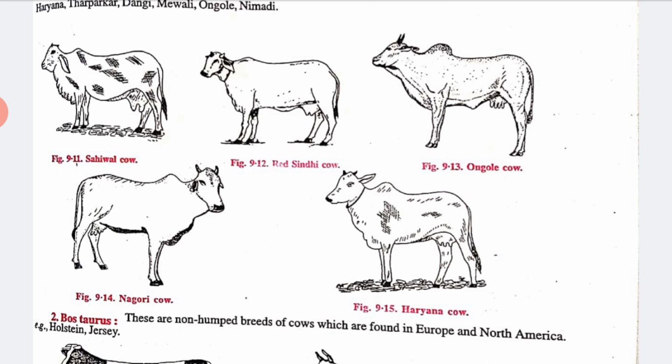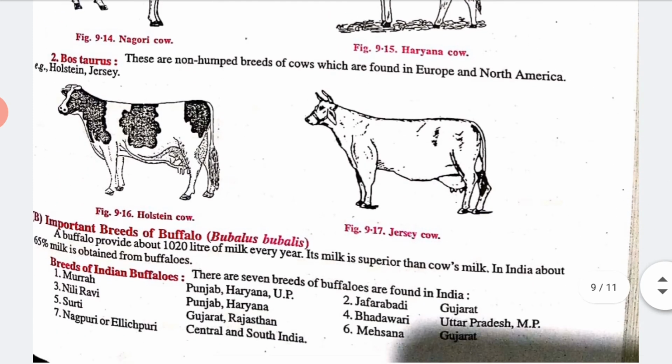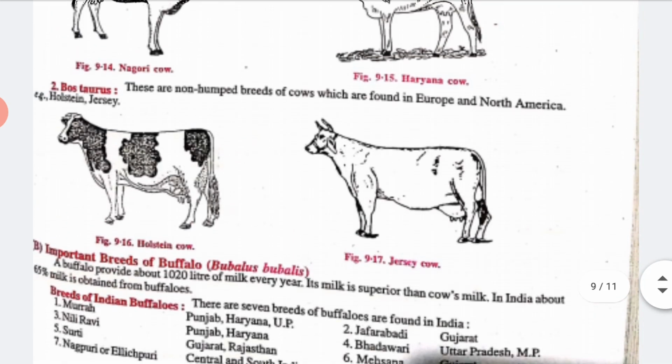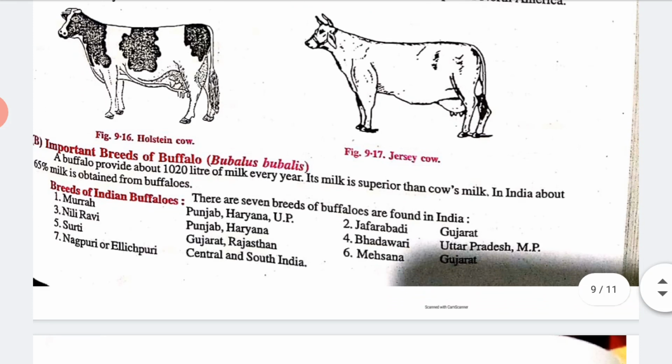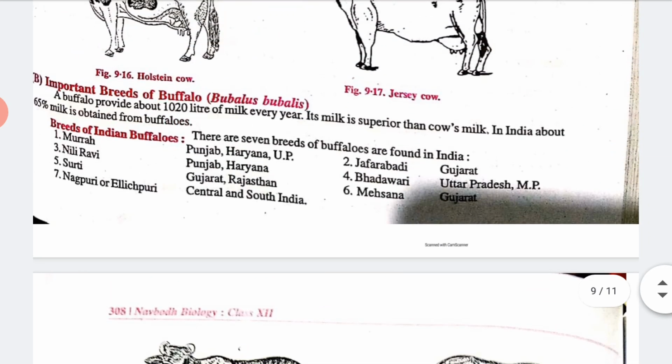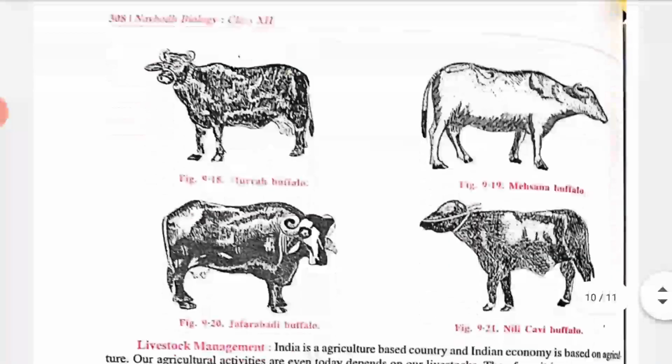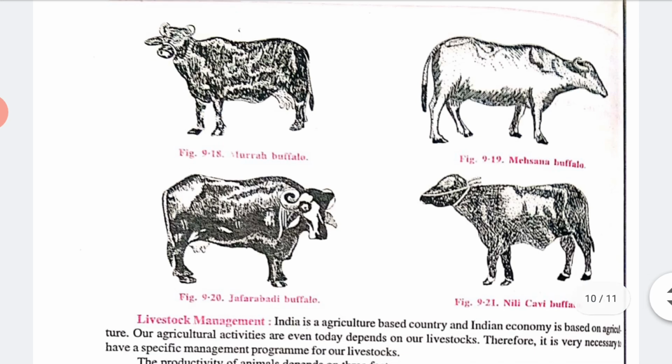Okay, yes. So like cows, we also have important breeds of buffaloes. So you can see here the breeds of Indian buffaloes. Here it is given. So a buffalo provides about 1020 liters of milk every year. So you know its milk is superior to cow milk. In India, about 65% of milk is obtained from buffaloes. So we have some breeds of Indian buffaloes. Here is the chart. You can read by this. So see here. These are the different types of buffaloes we have.